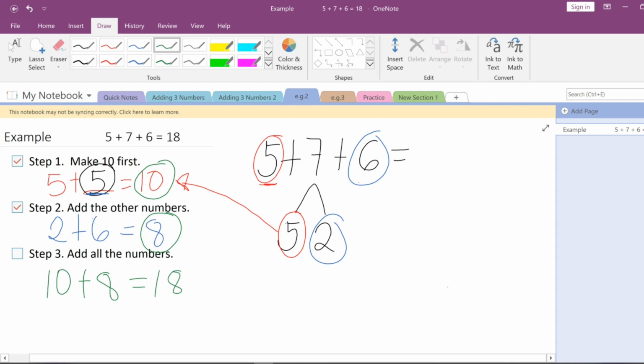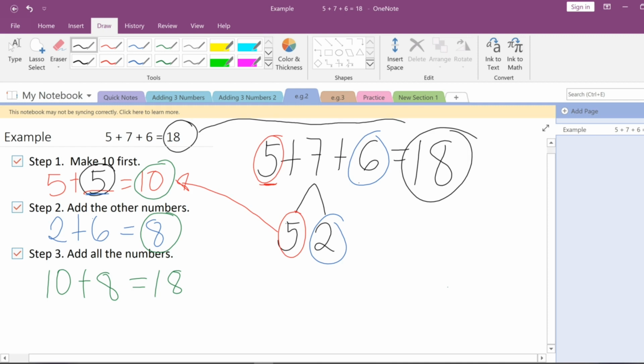Did we do step 3? Yes, we did. Let's tick this. So we have the answer here, which is 18. Do we have the same answer here? Yes, we have the same answer. Another example.